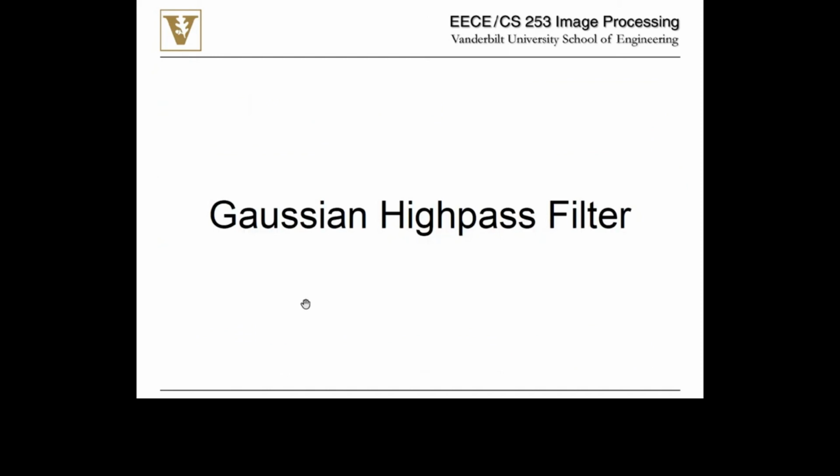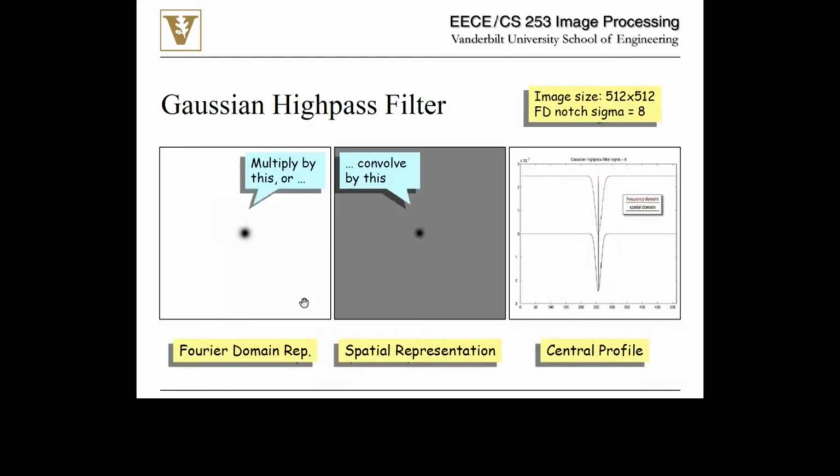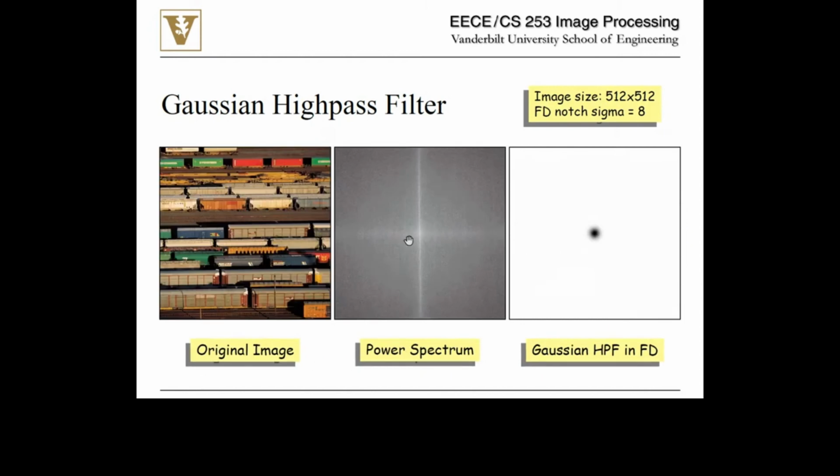And we can define Gaussian high-pass filters just with this trick of 1 minus the low-pass filter. So I do 1 minus a Gaussian, and then what I have is a Gaussian high-pass filter. And what I'm convolving is delta minus the Gaussian response. So this is the delta minus the Gaussian. And here are the results.